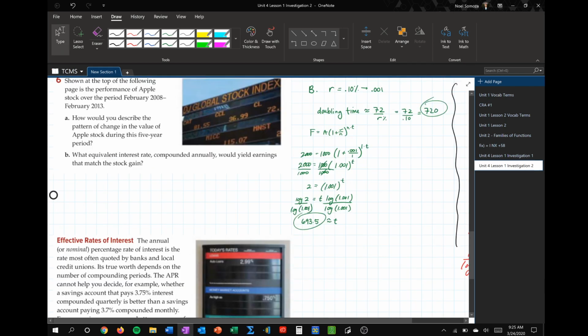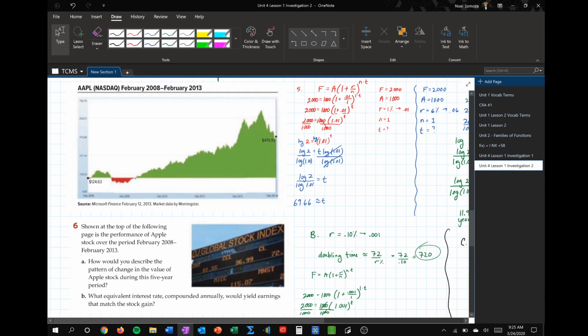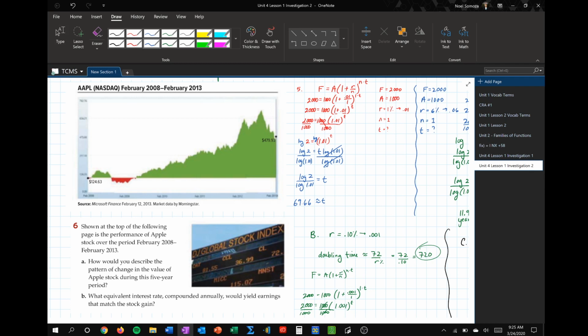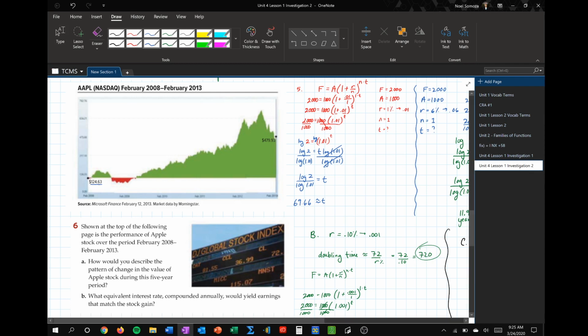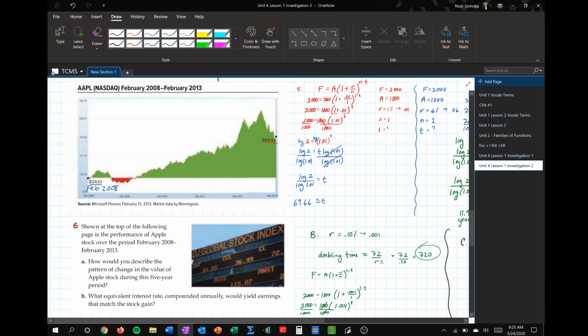Okay, so for number 6, we're given a diagram here, and so this reading here is basically a graph of Apple stock. This was between February 2008 and February 2013. Okay, so you can see that when it was not a young company, but younger than what it was now, right? The stock was valued at $124.63, right? So this puts us back in February of 2008. And then at the end here, you get a reading of how much value each stock is worth by February of 2013, right? So a period of 5 years.